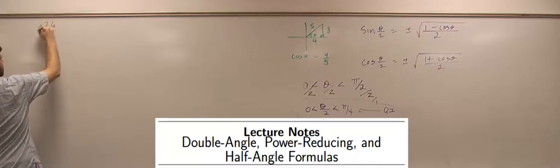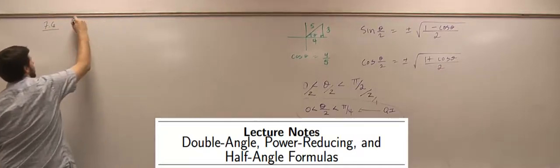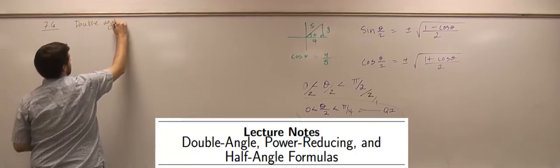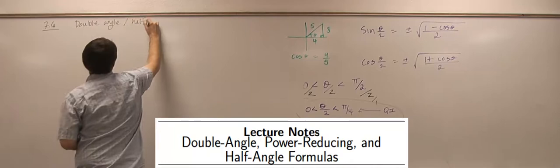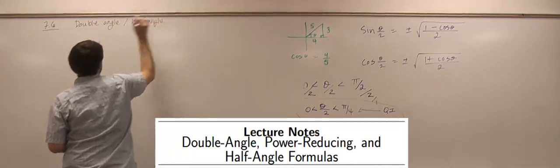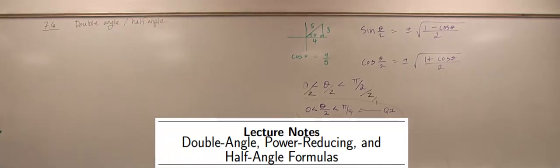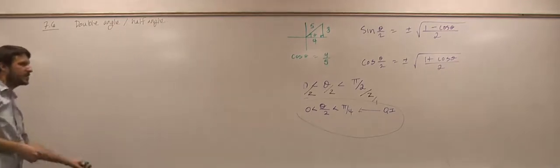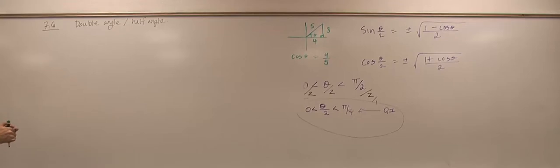7.6. We're talking about double angle and half angle formulas. Finish double angle. Half angle. And the first example is actually very similar to the one we just did, but it's in a different quadrant, so I definitely want to talk about it.